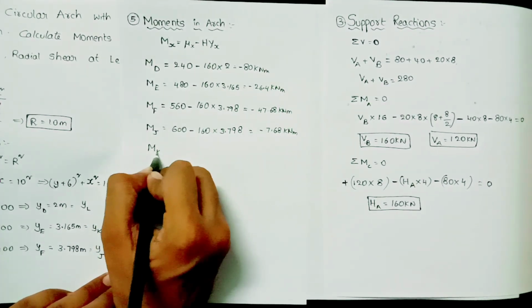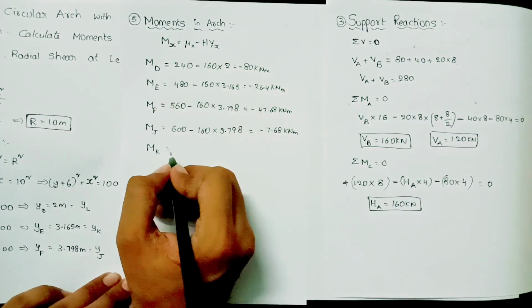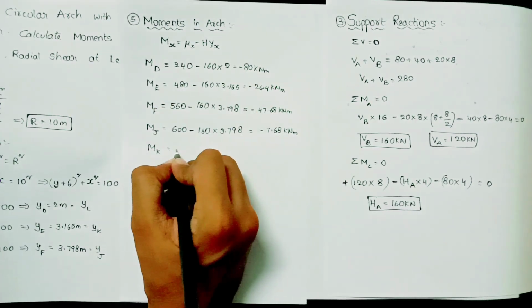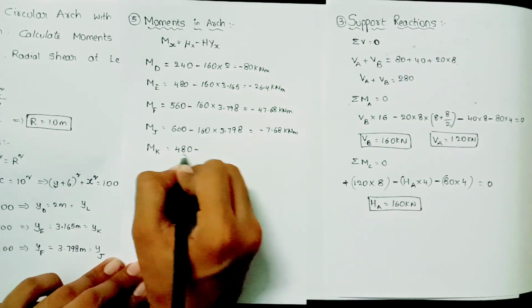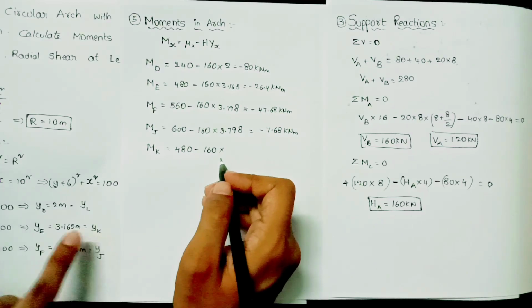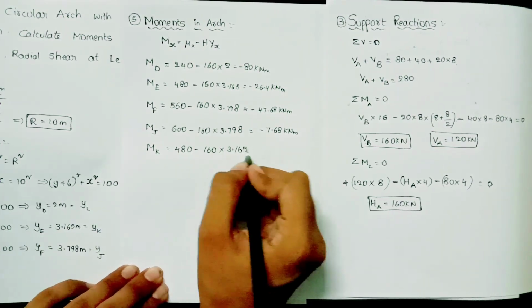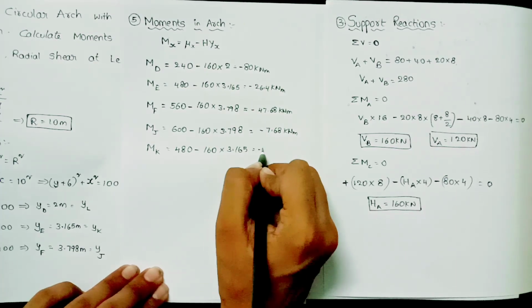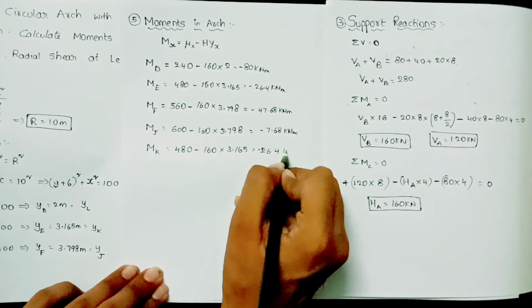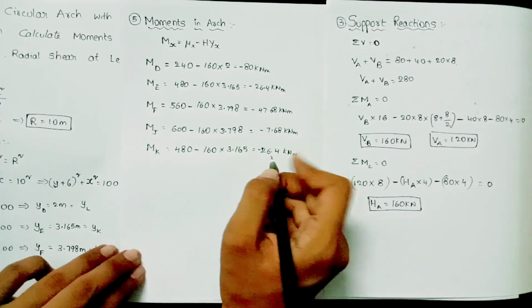Now after J, K. So MK equals MuK value, which is obtained as 480, minus H value 160 into yK, which equals yE equals 3.165. So the value is minus 26.4 kilonewton meter. So the final value is minus 26.4 kilonewton meter.